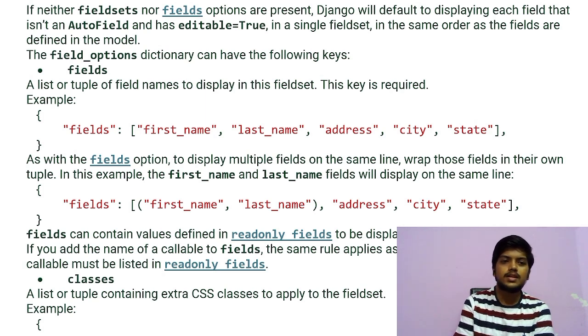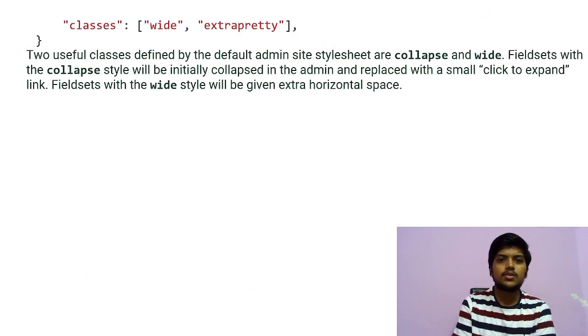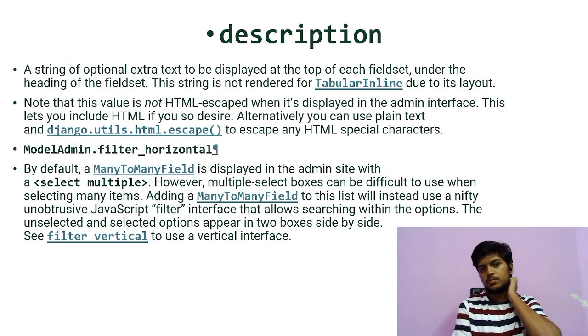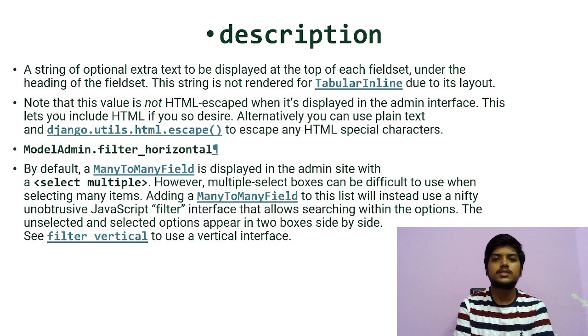The field options dictionary can have the following keys: fields, for example first_name, last_name, address, city, state. Classes: a list of strings containing extra CSS classes to apply to the fieldset, for example 'wide', 'extrapretty'. Two useful classes are defined by the default admin stylesheet: collapse and wide. Fieldsets with the collapse style will be initially collapsed in the admin and replaced with a small click to expand link. Description: a string of optional extra text to be displayed at the top of each fieldset.